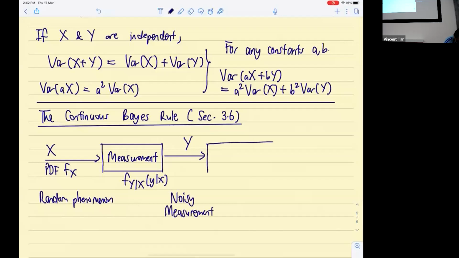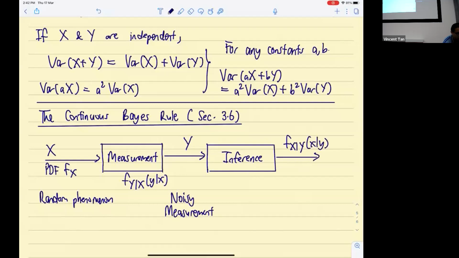Given that we see our noisy measurement, we want to reconstruct our natural phenomenon. So we want to perform what is called in statistics inference. We want to design, based on Y, a conditional map f of x given Y in order to figure out, in order to guess, the underlying value of x.